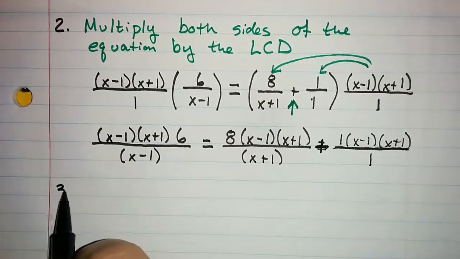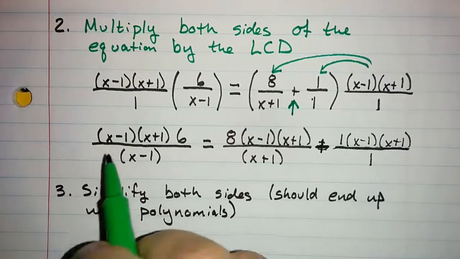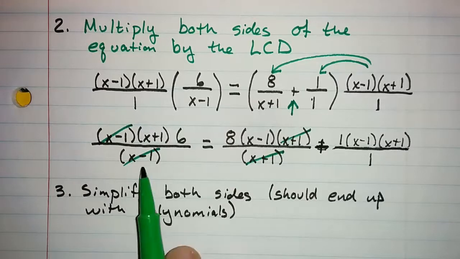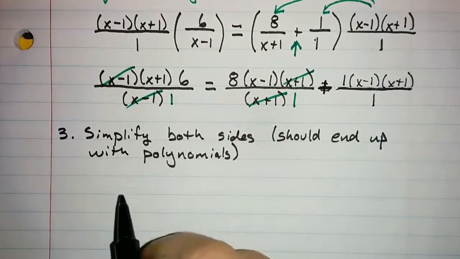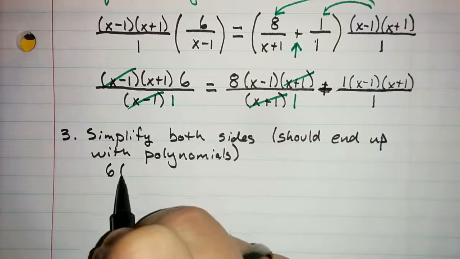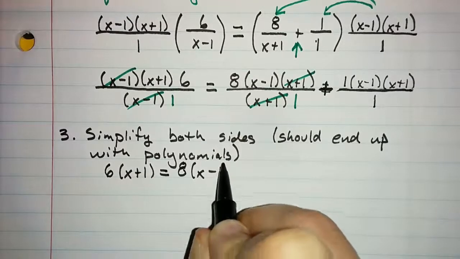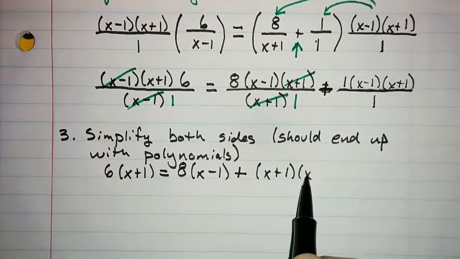Here, we'll multiply our first rational expression and our second rational expression, both by this expression. Now we're ready to simplify both sides, and when we do, we should no longer have rational expressions. We should just have polynomials. Let's see. Well, we can cancel out an x minus 1. In this rational expression, we can cancel out an x plus 1. Notice, we've canceled everything that appears in a denominator, so we have been successful. What's left here is 6 times x plus 1. What's left here is 8 times x minus 1. And what's left here is x plus 1 times x minus 1.